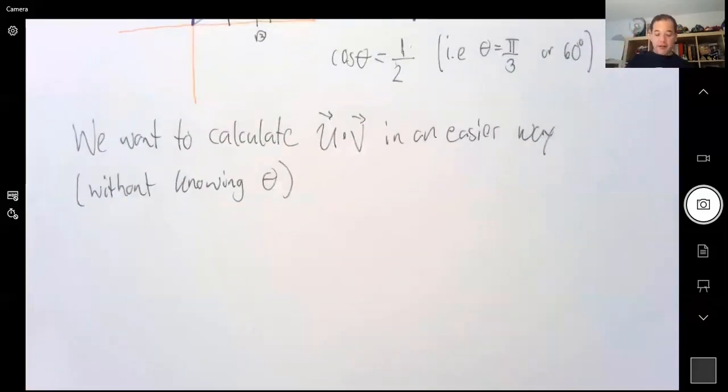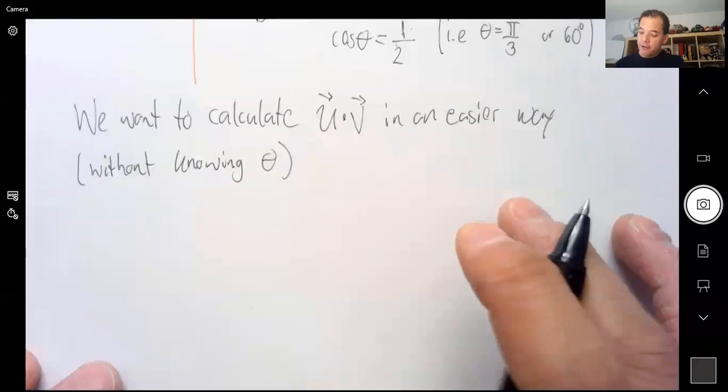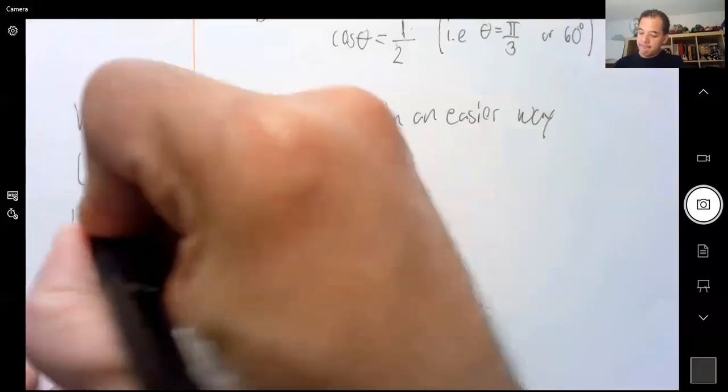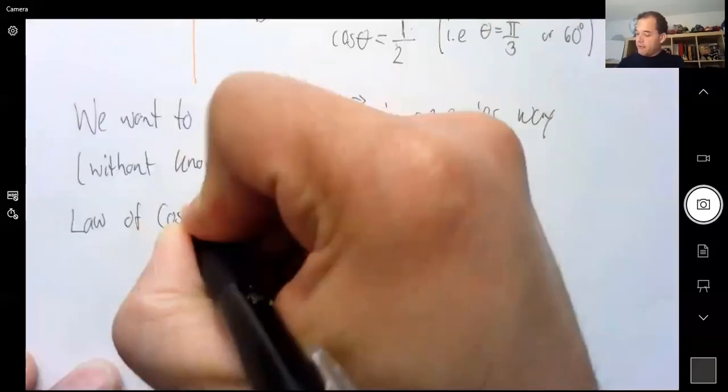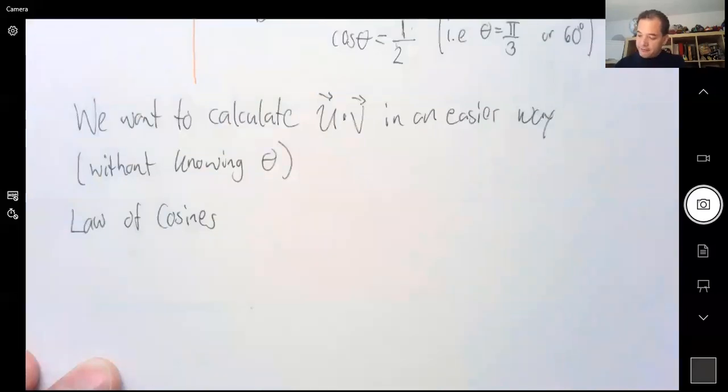This time around I'm going to tell you precisely how we're going to do it. We're going to do a little bit more work, and we're going to learn a little bit of geometry. The first part from geometry that we need is the law of cosines. So I'll tell you what the law of cosines is.